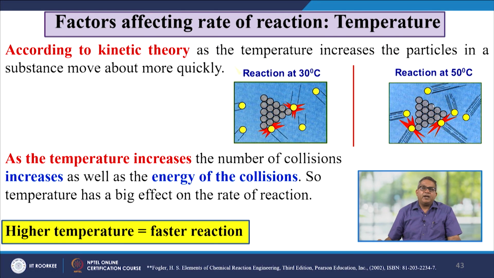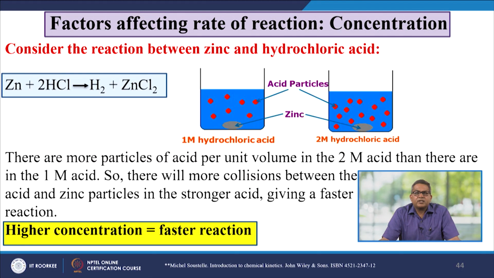Now, as per the kinetic theory, as the temperature increases, the particles in the substance move about more quickly. Like here you see that we have the temperature at 30 degrees Celsius, and the particles are colliding with each other. As we increase the temperature, the number of collisions increases as well as the energy of collision. So, the temperature has a big effect on the rate of collision. At a higher temperature, you may have a faster reaction.